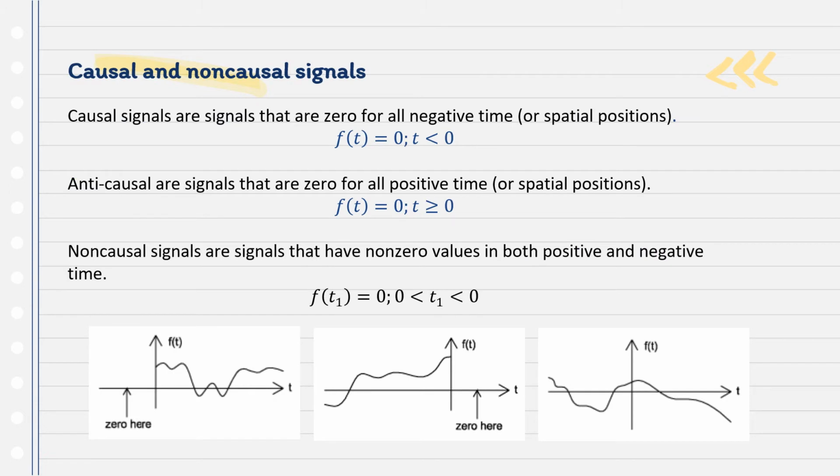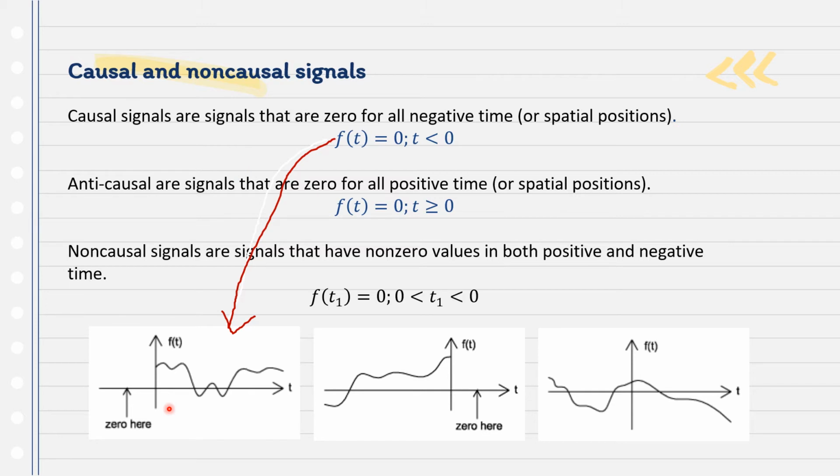Causal and non-causal signals. Causal signals are signals that are zero for all negative time. The amplitudes are zero for all negative time. This is a causal signal, right? Sorry, I should change the color. So this one is a causal signal.